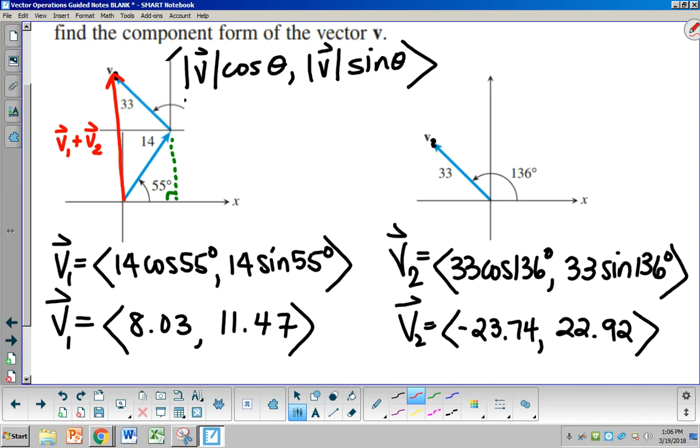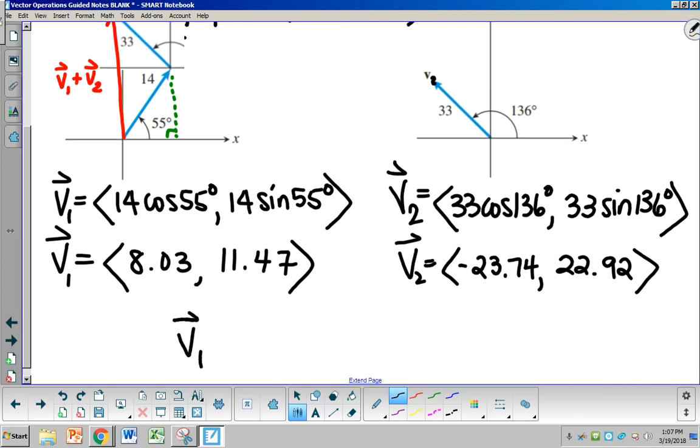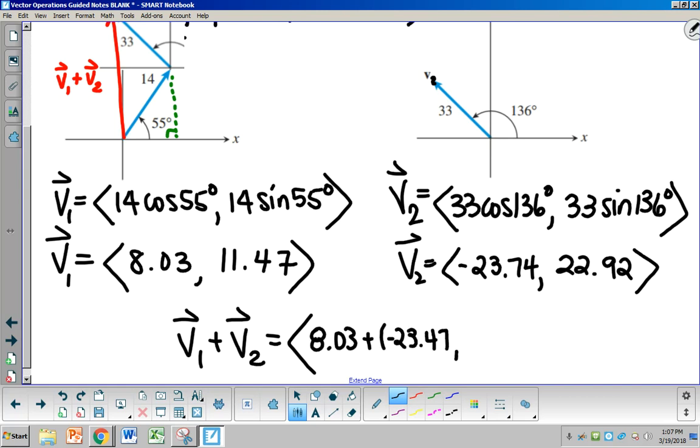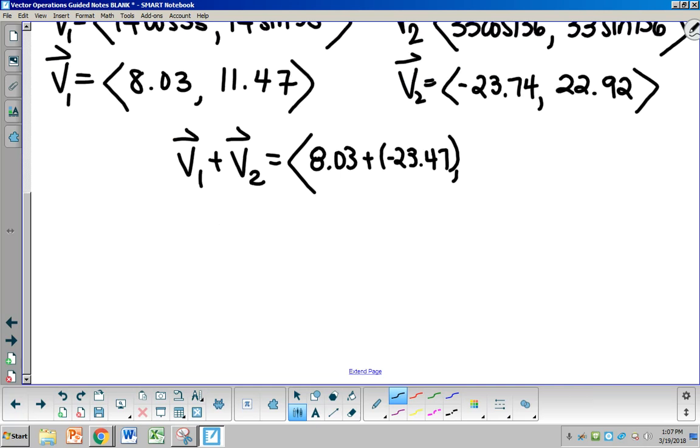Now, what does it look like I did? My path was, I went to the right 8.03, I went up 11.04, and then what did I do? I went left 23.74, and then I went up. Okay, so if I were going to write an expression for V1 plus V2, what did we do to the x components? We added them. So this is going to be 8.03 plus a negative 23.47, comma, 11.47 plus 22.92. So all we have to do to find the resultant, if we're in component form, is add the x components and the y components.